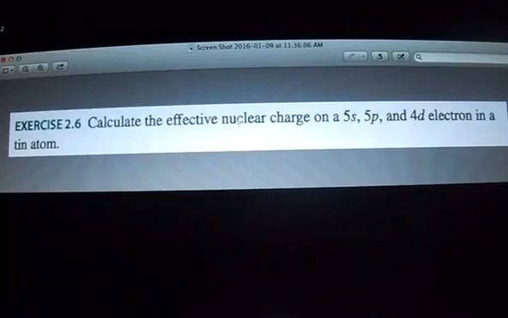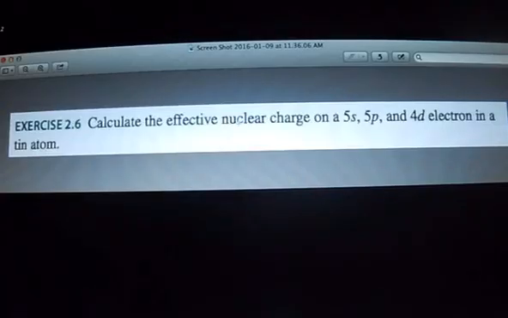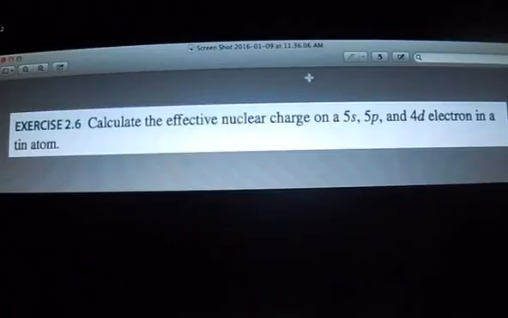Alright then, so we've just described how the closer electrons shield away the farther electrons, and how that causes the farther electrons to have lower effective nuclear charges. Now let's get around to actually calculating effective nuclear charge. In this case, we'll be working with the 5s, 5p, and 4d electrons of a tin atom. The element is important because that helps you know the nuclear charge.